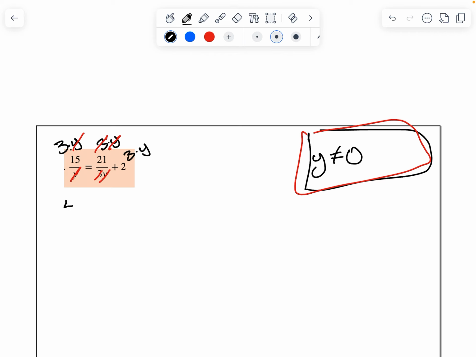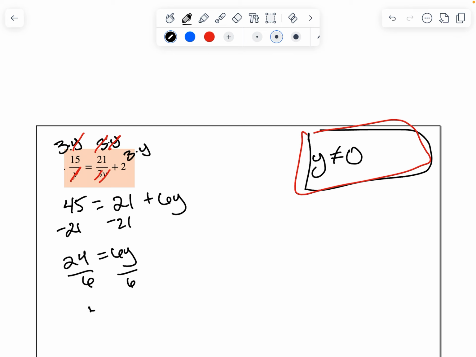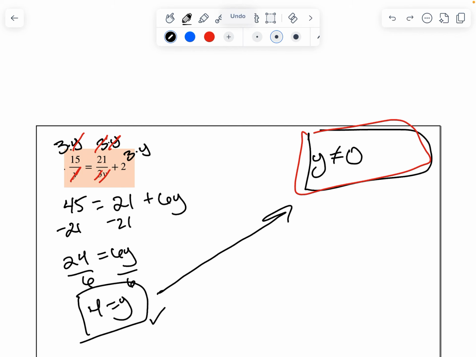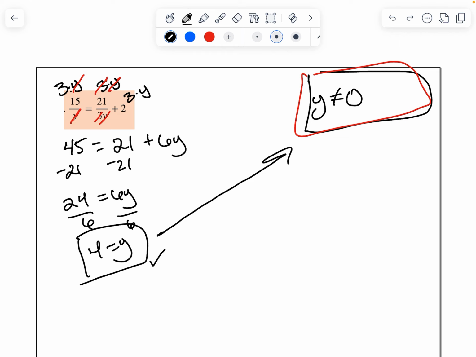3 times 15 is 45. 21. 2 times 3 times y is 6y. We can subtract 21. We get 24 equals 6y. Divide both sides by 6. 4 equals y. We can go through and check it. It's important that it does not equal our restriction. So 4 is a valid solution. Again, you could plug it into that original equation and check it if you wanted to. We're just going to trust ourselves in this case.